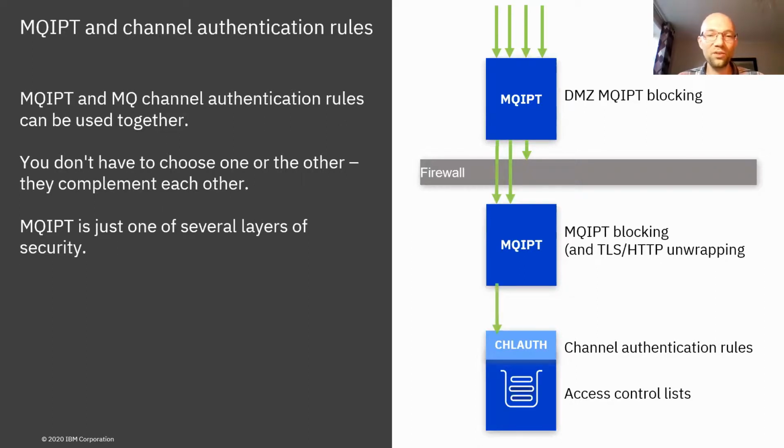So this might be what your MQ network looks like for connections coming in from the outside world, for example, where you have MQIPT in the DMZ to block certain requests that are not well formatted, or maybe they don't have the correct client certificate associated with them. You might have another MQIPT afterwards that takes off any wrapping that's been done to the MQ connection. So it might have had TLS added to it. It might have had HTTP added to it in order to go through the firewall, in order to make the network configuration a little bit easier.